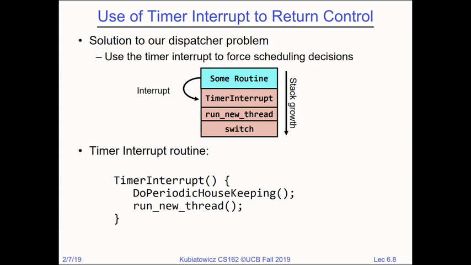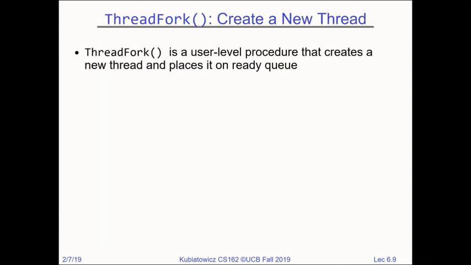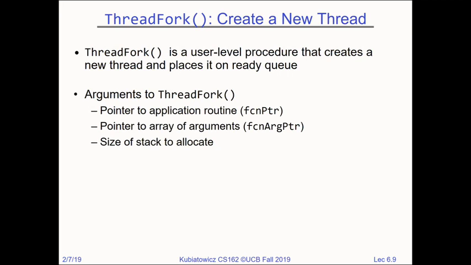Okay, so thread fork creates a new thread. So what is it? It's a user-level procedure that creates a new thread and places it on the ready queue. All right? So remember that diagram of states? There was new, and that led to ready. So thread fork is somehow going to take us from new to ready. And arguments to thread fork are, among other things, a pointer to the actual routine we want to run, a pointer to an array of arguments, and then a size of the stack to allocate.